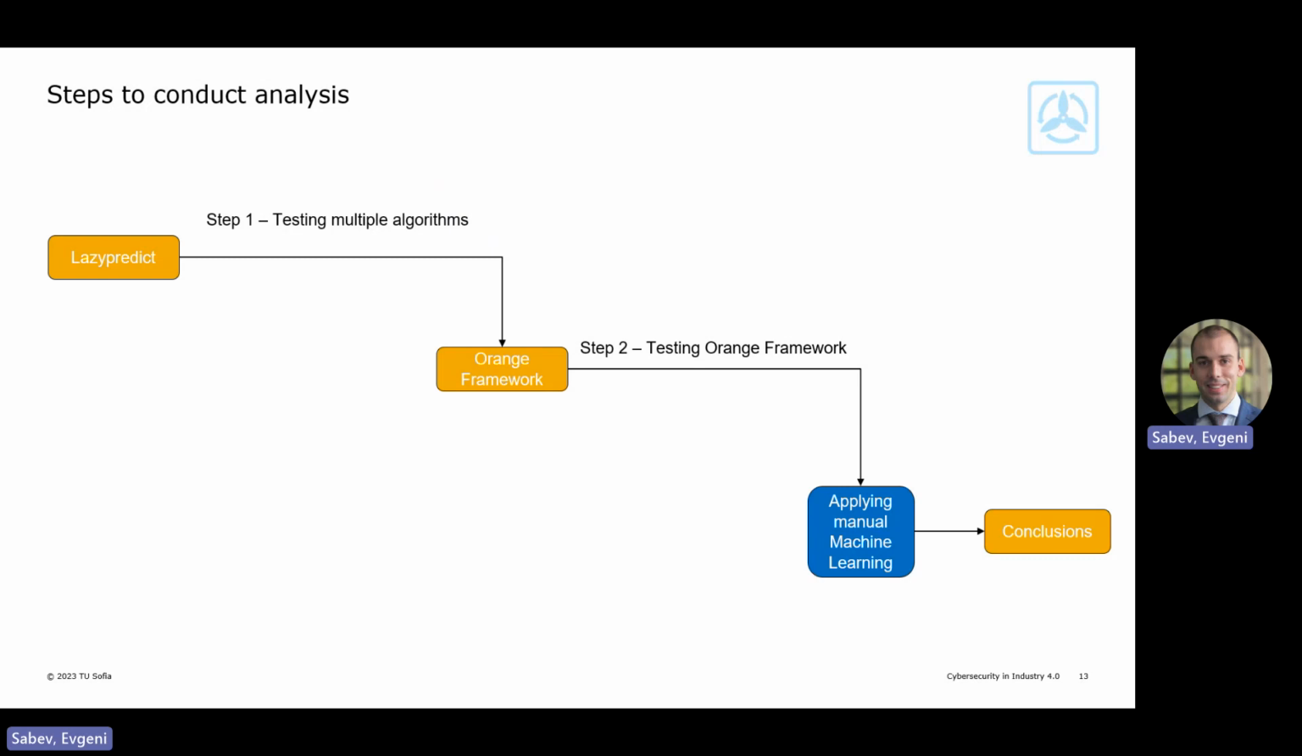Once we got the demo done and the scenarios executed, we captured the data, and we were faced with the question: which model should we use to train? What's the best for our use case? That's why we found a really nice framework called Lazy Predict, which allowed us to test multiple algorithms simultaneously and find the best performing one for our use case. Then we used the Orange framework to additionally fine-tune the top performing algorithms, to see even better how they can perform, and fine-tune some of the metadata there.